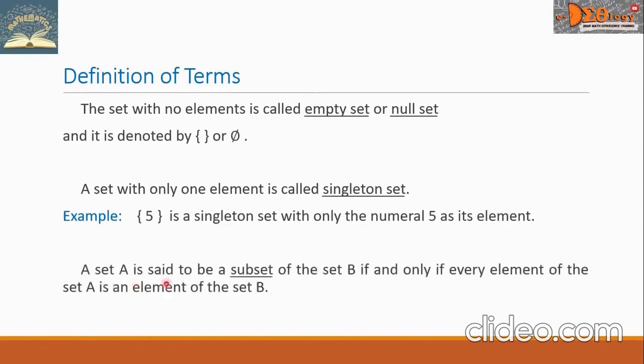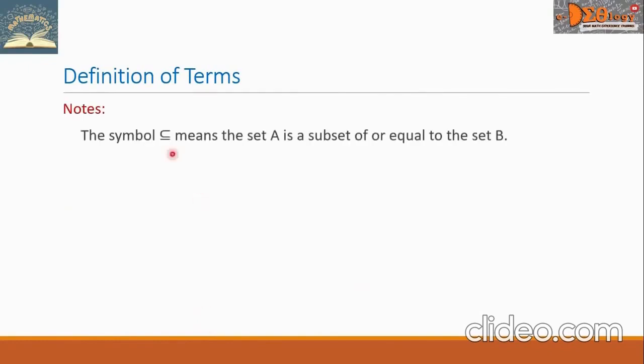A set A is said to be a subset of the set B if and only if every element of the set A is an element of the set B. It is denoted by the symbol A is a subset of B. Now take note that the symbol here that we use in the subset means the set A is a subset of or equal to the set B.